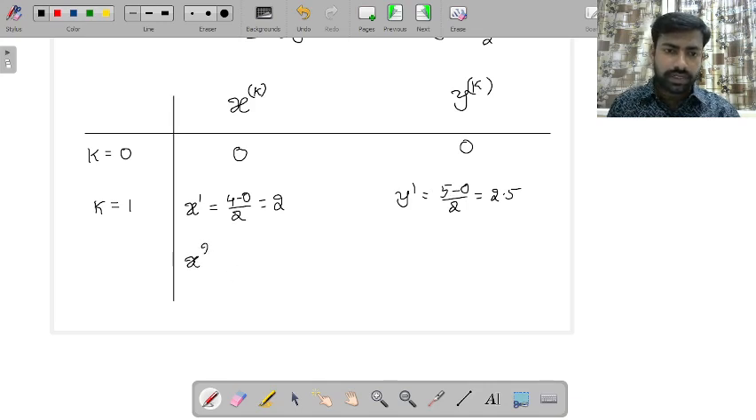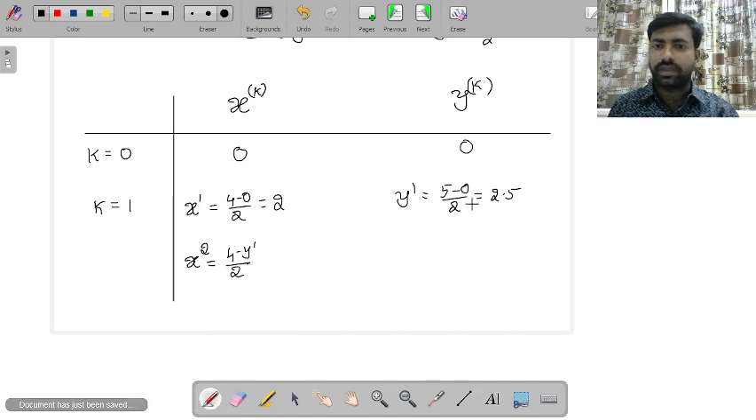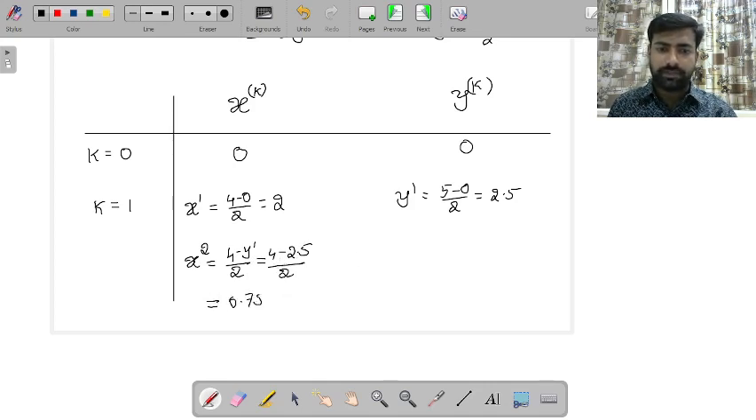Similarly, next you need to calculate x2, that is 4 minus x1 is 2 by 2. Am I correct? Sorry, it's not x1, it is actually 4 minus y1 by 2. y1 is actually 2.5. So 4 minus 2.5 by 2. So this we need to calculate. And what will it be? 1.5. So this will be 0.75. So similarly, you can calculate y2. This is 5 minus x1 by 2. So this is 5 minus 2 by 2, that is 1.5.